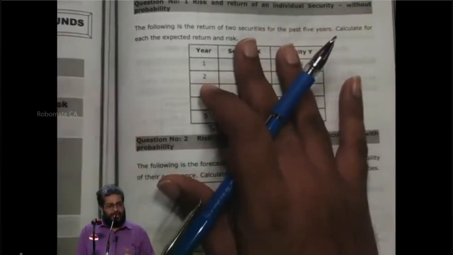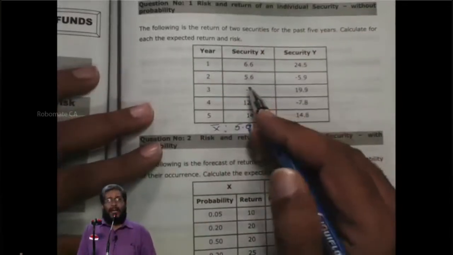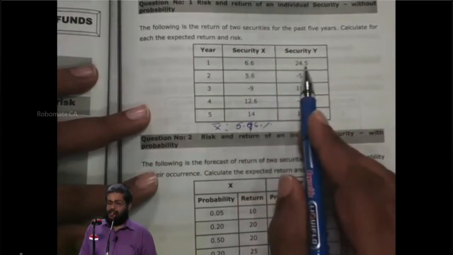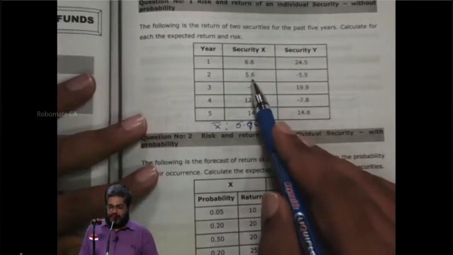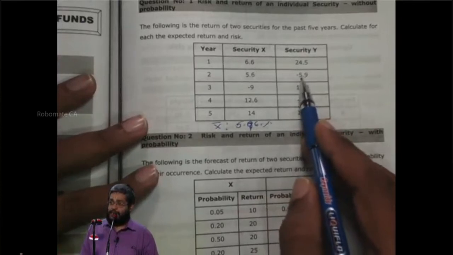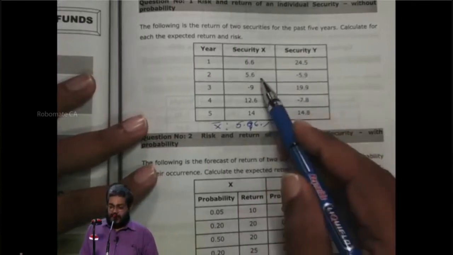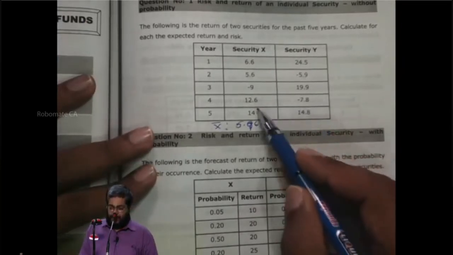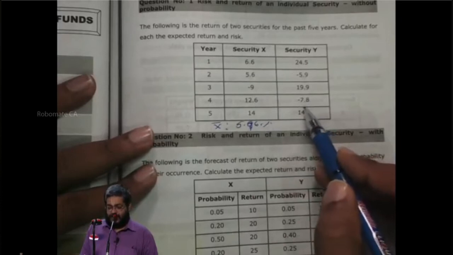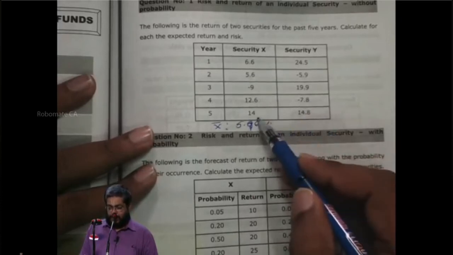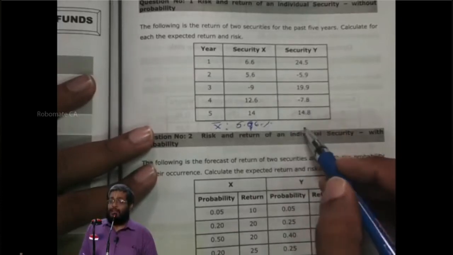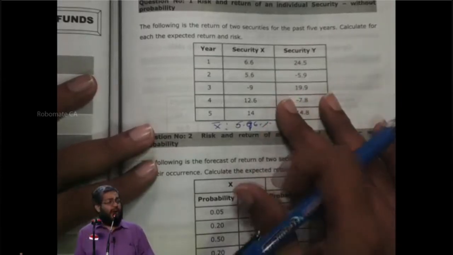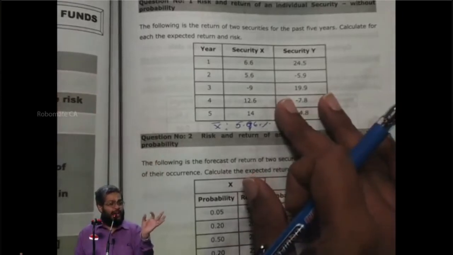But correlation can be of different strength. In this case, can you tell me the correlation will not be perfect, yes or no? Because in the first year it is 6.6, 24.5. Keep it as a base. X decreases, Y also decreases, but the decrease is very much more than X. Then X decreases, Y increases. Then X increases and Y decreases. And X from 12.6 to 14 is increasing, and Y also increases. There is some correlation, but not perfect.